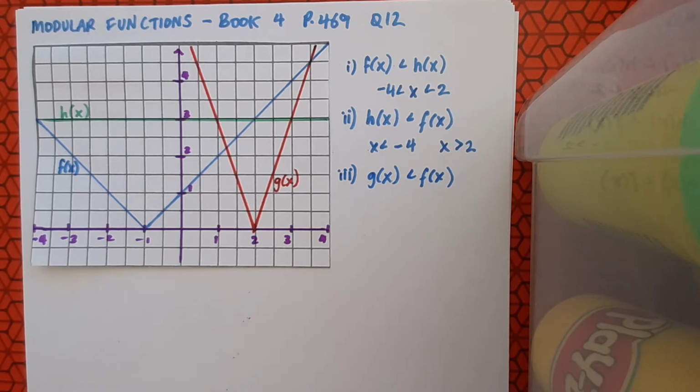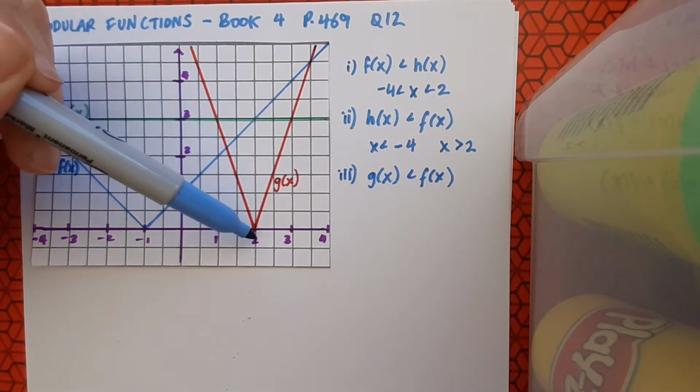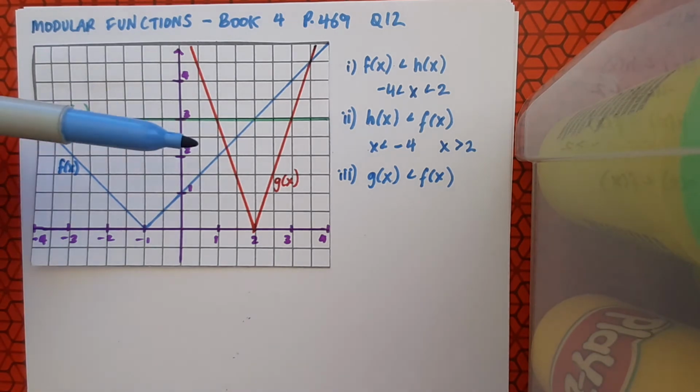Okay, part 3 asks where is g of x less than f of x. So that's where is the red function below the blue function. Okay, so the red function is below the blue function from this point up as far as this point here. So again, we need to decide on the x values.